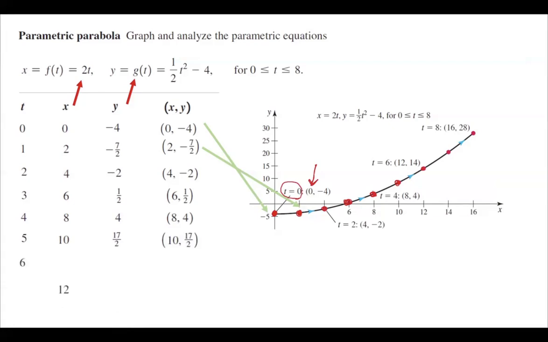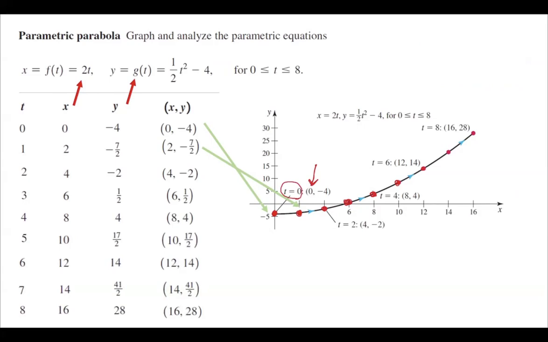If t is equal to 6, you have 12 and 14, which is a point in the xy plane. Let us plug in 7. You have 14 and 41 divided by 2. And finally 8, which is the terminal value for t, gives you 16 for x, 28 for y, and the point is 16 and 28.